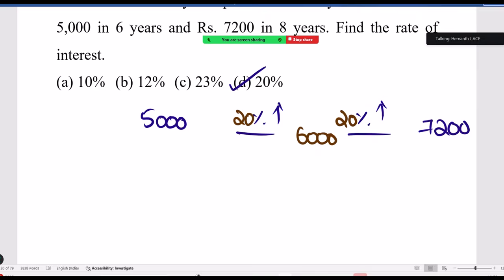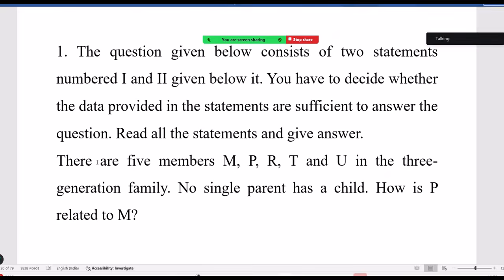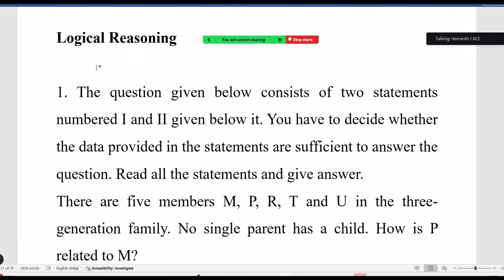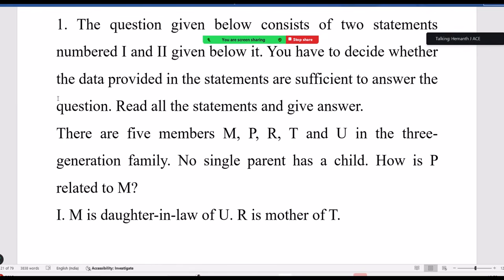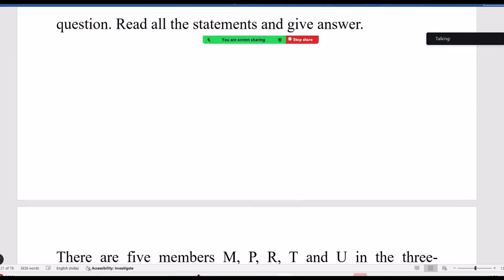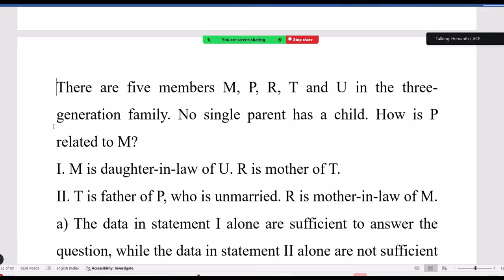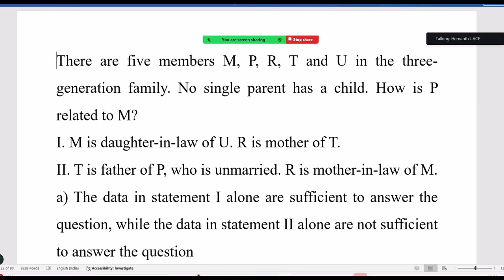Now let's look into this logical reasoning set of questions. Data sufficiency. They can ask data sufficiency in quant, or any topic, any subject also. Now here 5 members are there. You have to find how P is related to M. No single parent has a child is also mentioned. Now you have to calculate how P is related to M.